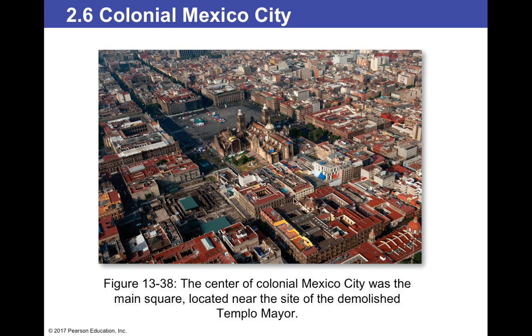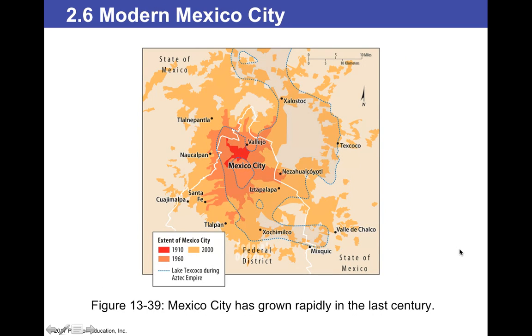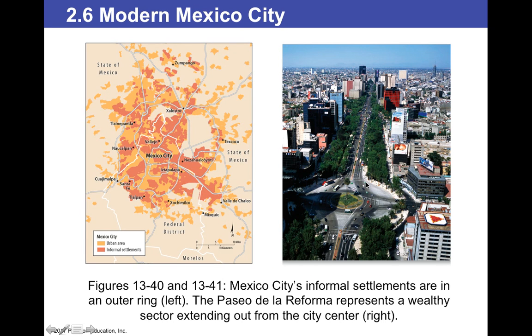Then this is going to be after colonial, typical Spanish style with a square. And yes, they demolished the temple to build that there. And then since then, it has just grown like crazy. And this is what we look at today. And it is a sector one. If we zoom in, we would see sector. But from here, it looks very much concentric. Okay, Mexico City's informal settlements are on the outer ring. This is where the informal settlements are. The barrios or the poor areas, in Brazil, would be the favelas. But this is the rich area. That's that sector.